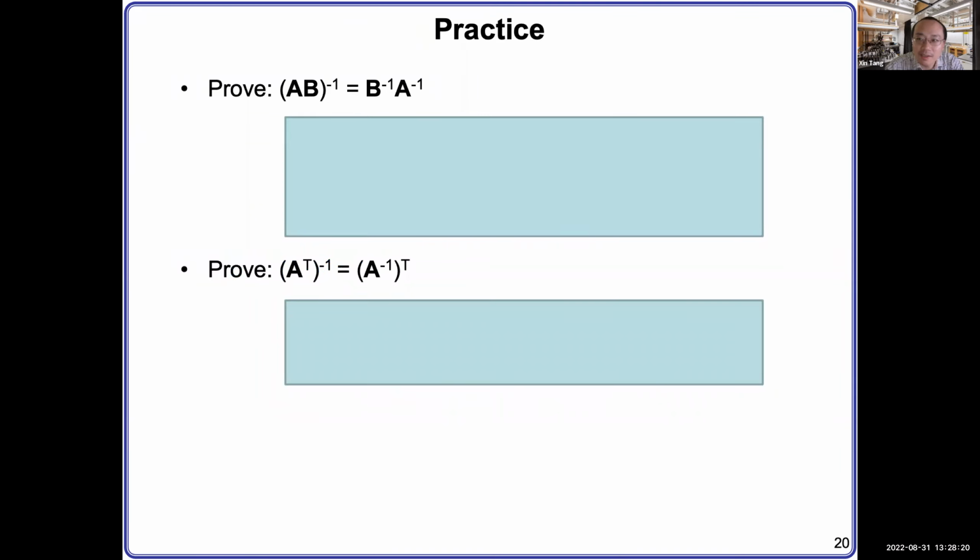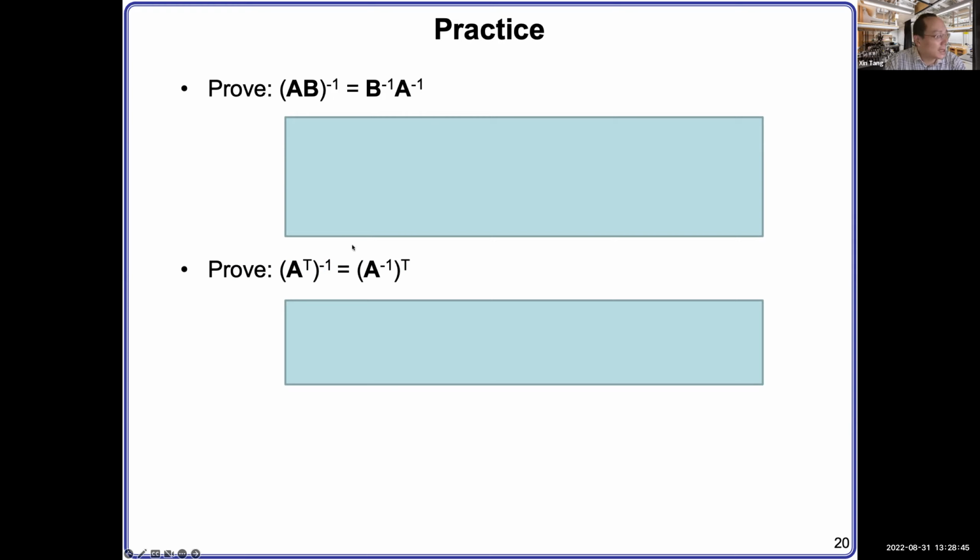Here, I will give two examples. First example is this inverse example. How to prove that A times B, take the inverse, equals B inverse times A inverse? How do we know this is true? Once you prove this, you can practice it. You can do the same thing for A times B transpose, which equals B transpose times A transpose. You can practice it.